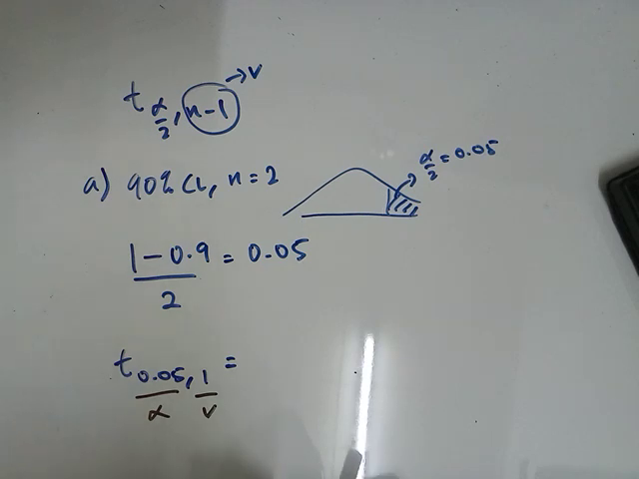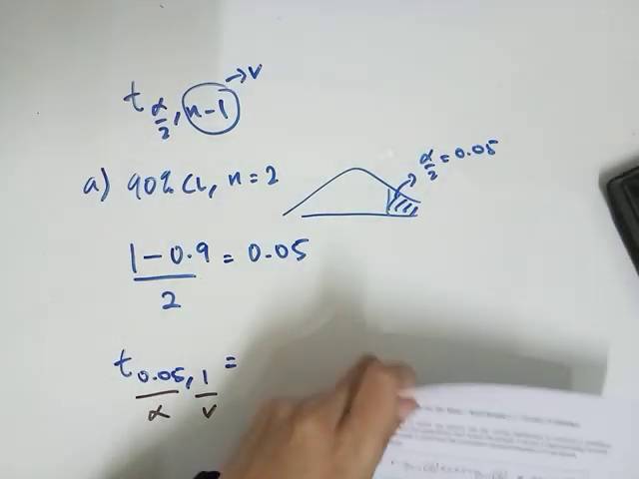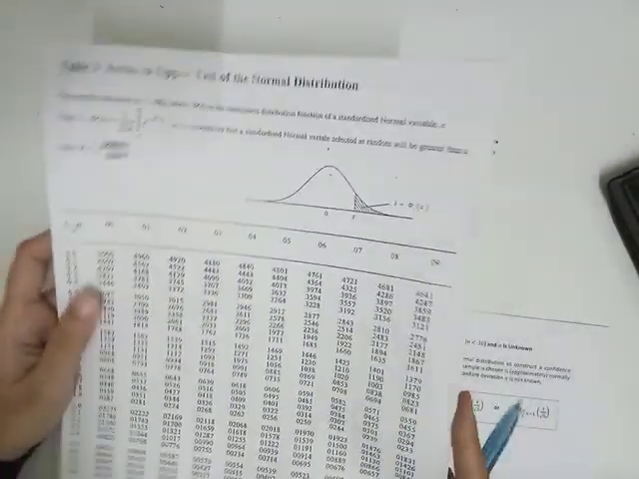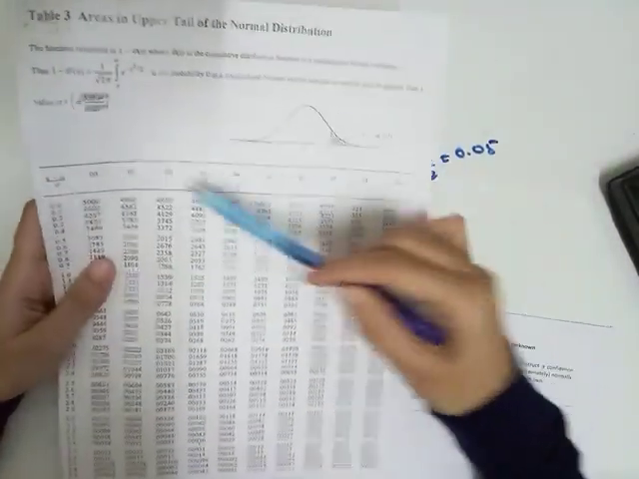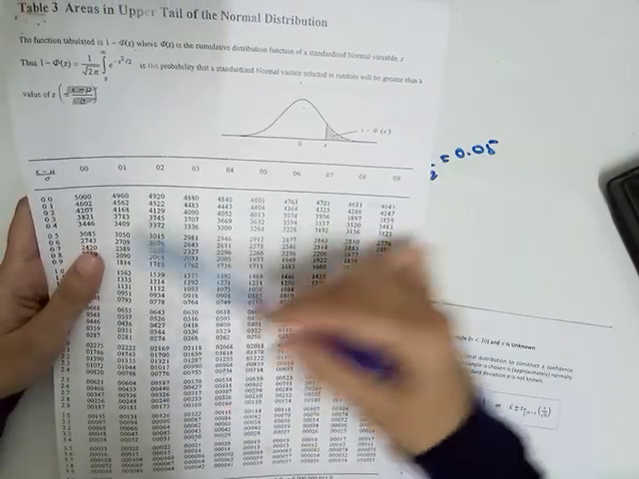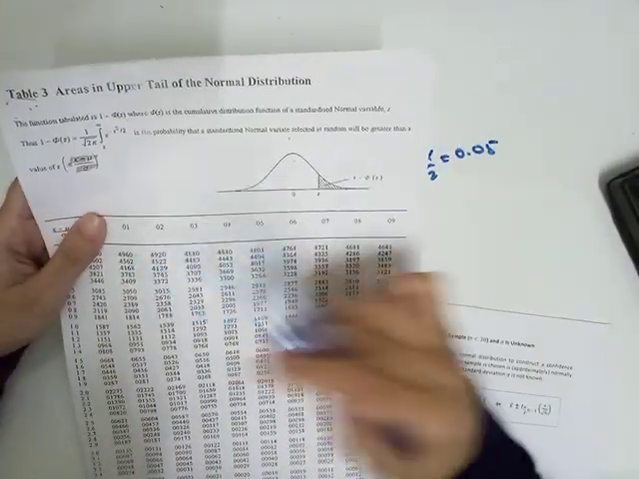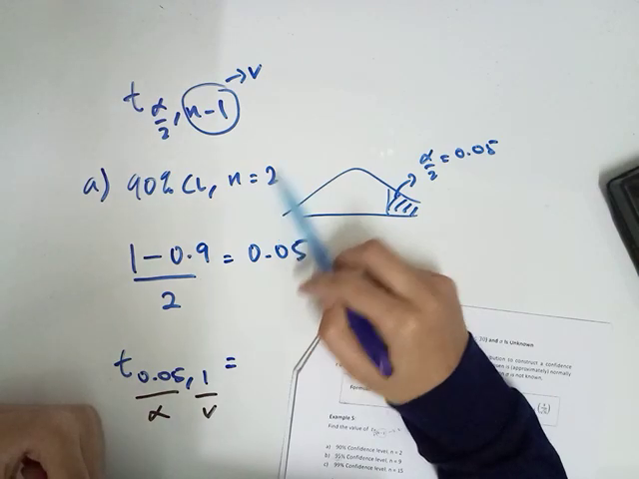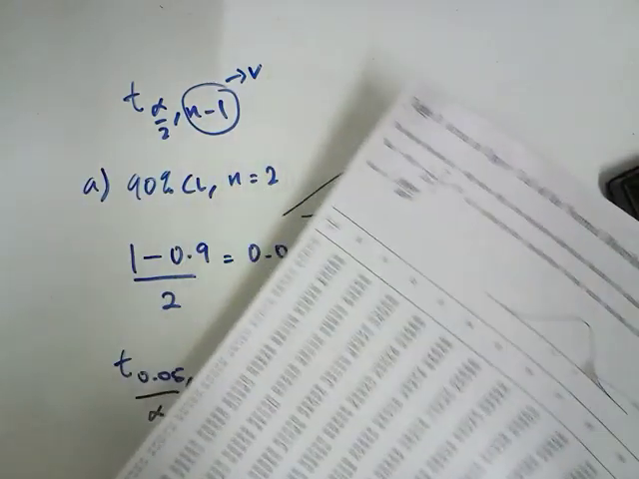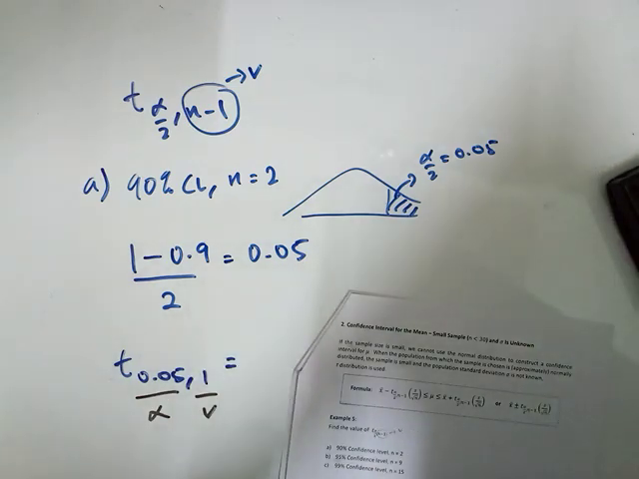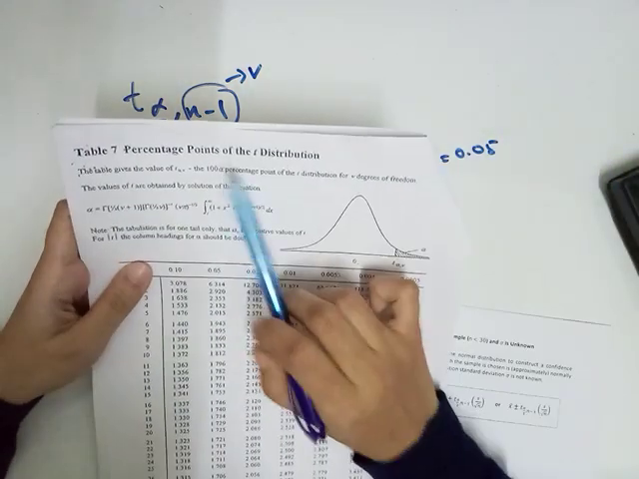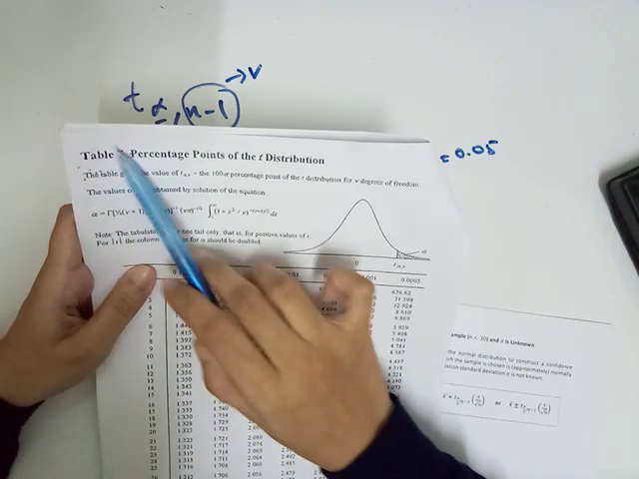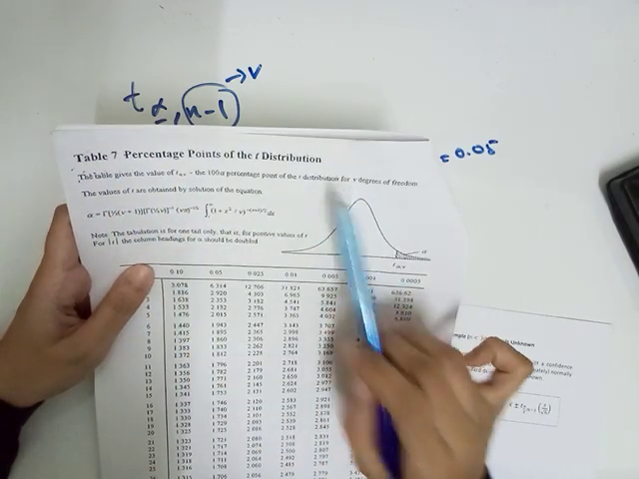Okay, so look at the table. We cannot use the formula for z value, we cannot use this z value. Why? Because the sample size is less than 30, that means we have to use the t distribution. This one, t distribution, not the z table. Table 7, t distribution.